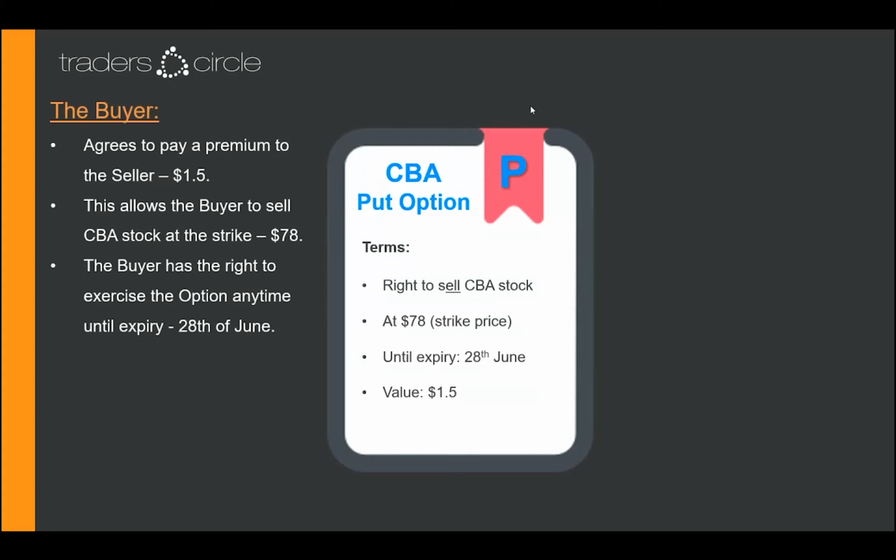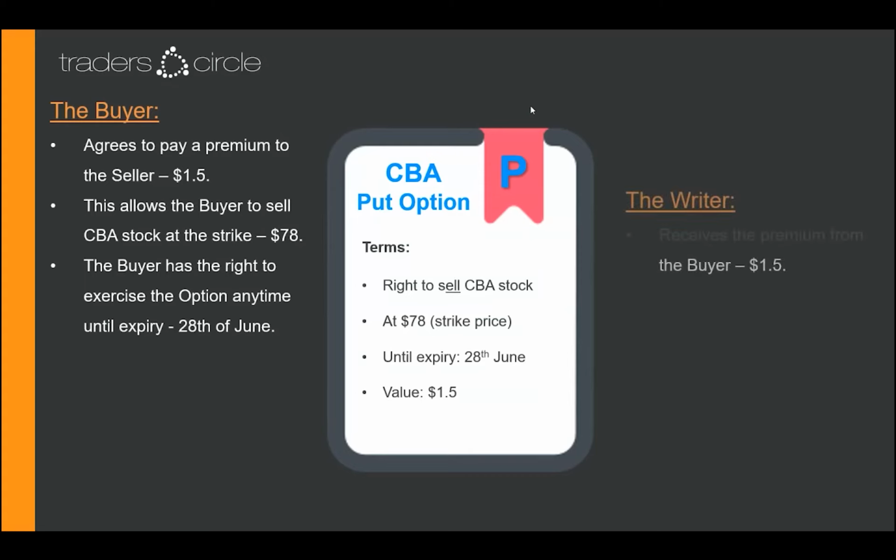Now you've got to think, when would they choose to sell their stock at 78? Well, if CBA stock goes down to $70, they still get to sell it for 78. That's $8 more than what it's worth. That's pretty good, isn't it? But what happens if CBA goes up to 80? Would they sell their stock at 78 if CBA is worth 80? Probably not, right? So you can see how the value of these options start to shift as the share price moves.